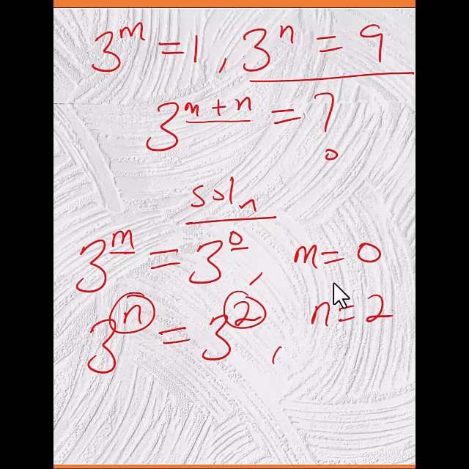So knowing m and n, we can write the final answer as 3 to the power m plus n. M is what? 0, plus n is 2. So we have 3 squared, which is 9.